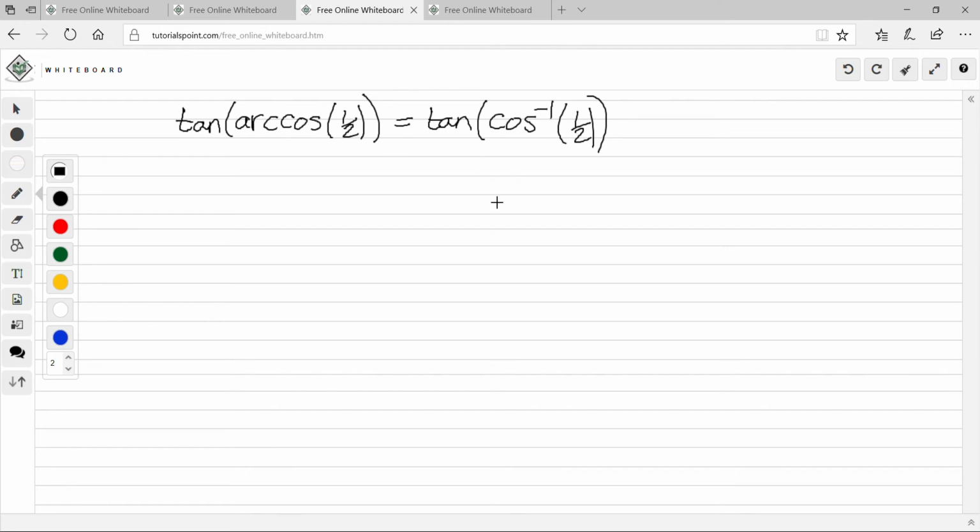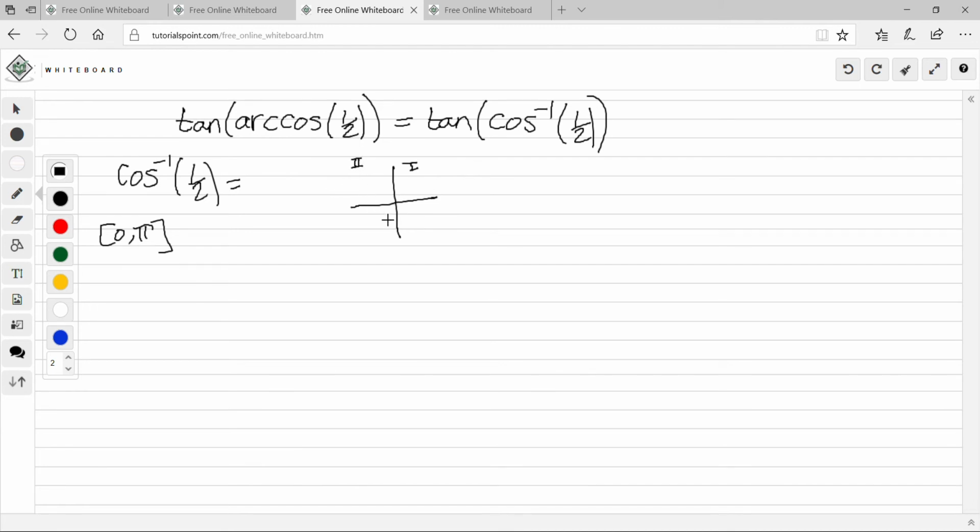So what I would do is do whatever is in the parentheses first, because of PEMDAS, remember PEMDAS? So let's do cosine inverse of 1/2 first. We know that the cosine inverse graph has a range of 0 to pi, so we can only use quadrants 1 and 2.